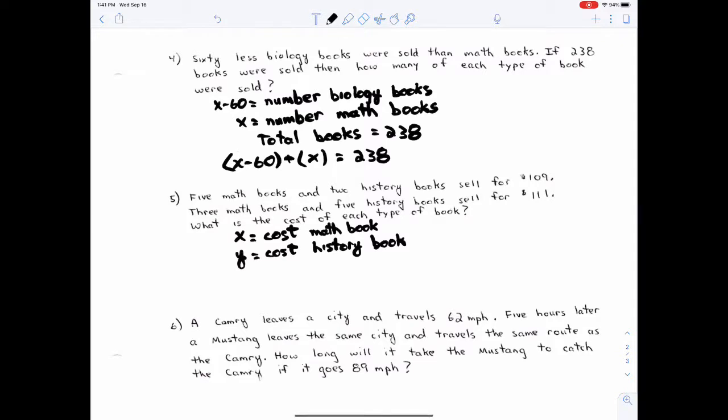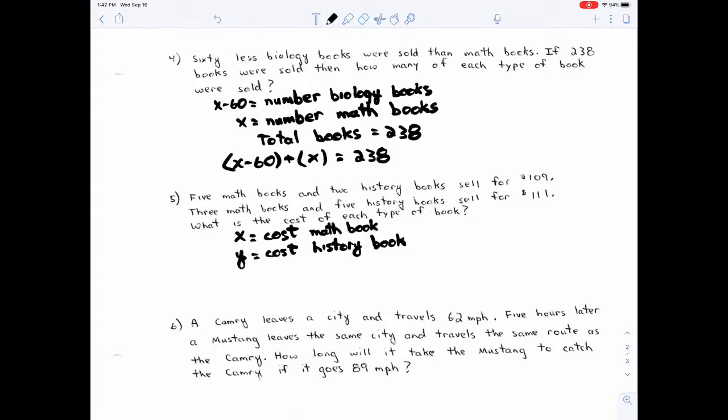That's why it's so important to define your variables first and define it clearly, not just math book and history book. Okay, but the cost of a math book and the cost of a history book. And do they tell us any relationship between those 2 things? No, they don't. Okay? So that's where you need 2 variables. And if you're not defining your variables first, you're going to miss that. Okay, so, we have 2 different variables. Therefore, we need 2 big pieces of information.